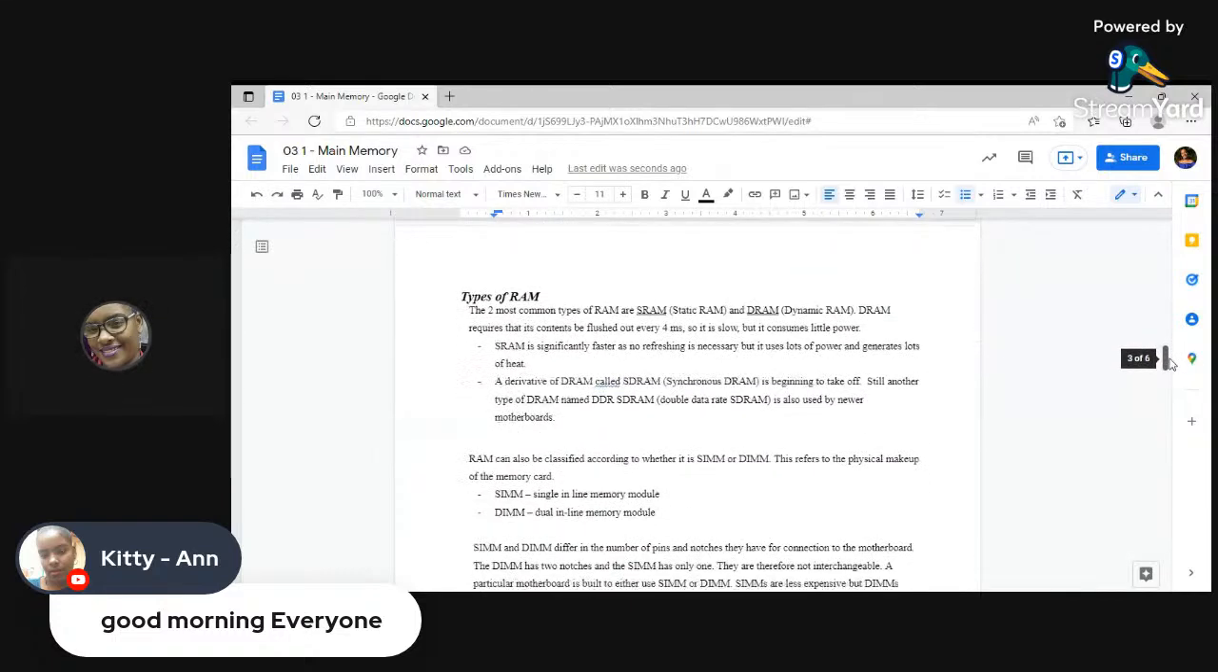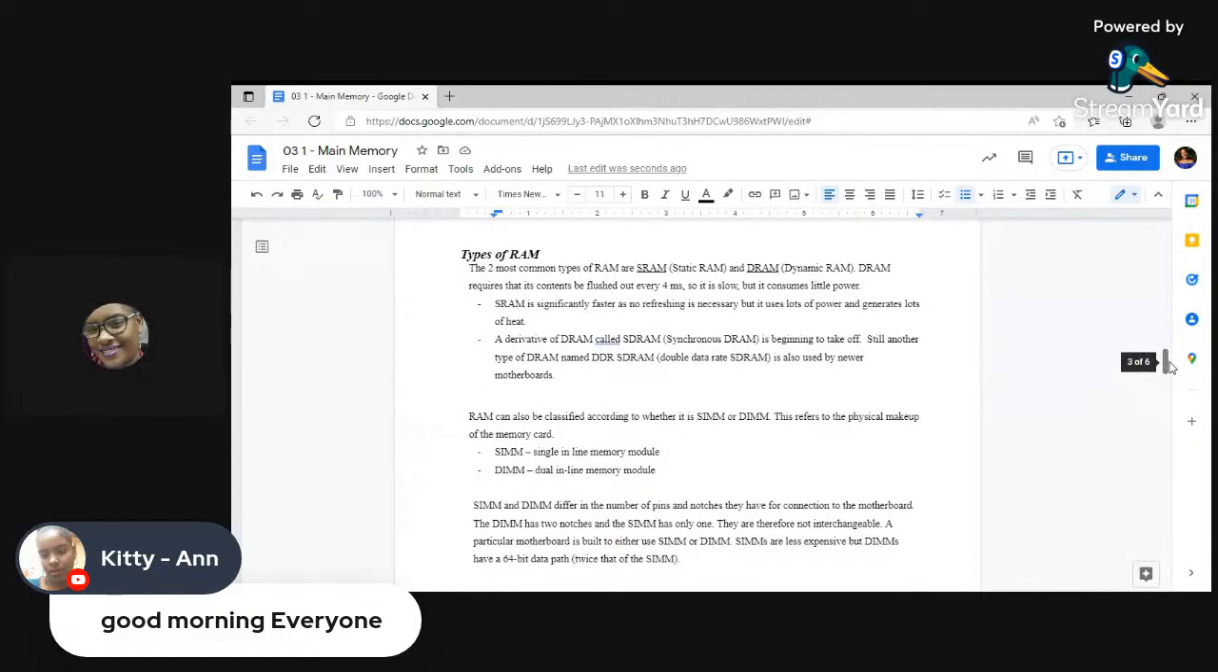So what are the different types of RAM? We have two types of RAM. We have SRAM and we have DRAM. So we have static RAM and we have dynamic RAM, right? I want you all to know that we're not just giving this information for giving's sake. We have to know these things, right?